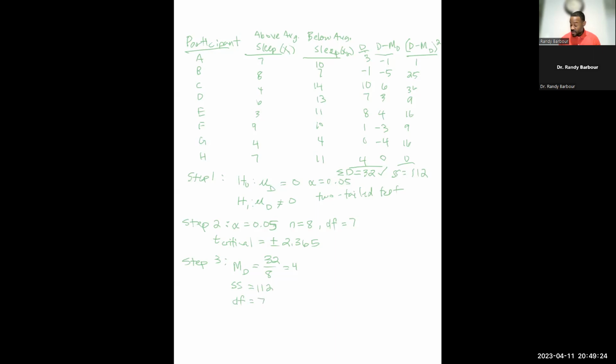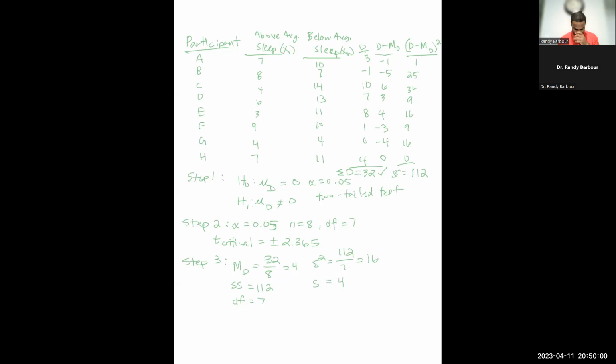Okay, so given all the information that I know and I've calculated, now I'm going to go ahead and do my variance first. Variance is going to be your sum of the squares divided by your degrees of freedom. So s squared equals your sum of the squares divided by your degrees of freedom, and that's going to give me 16. And if I wanted to get my standard deviation, then my standard deviation would just be 4.